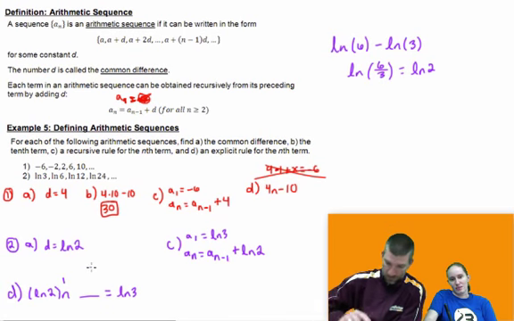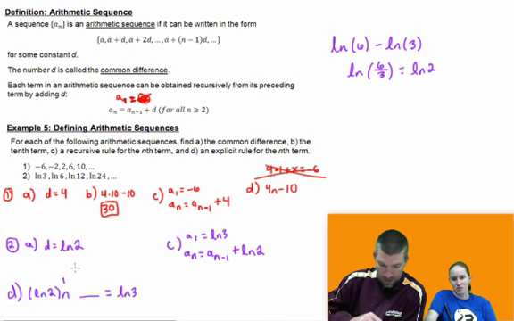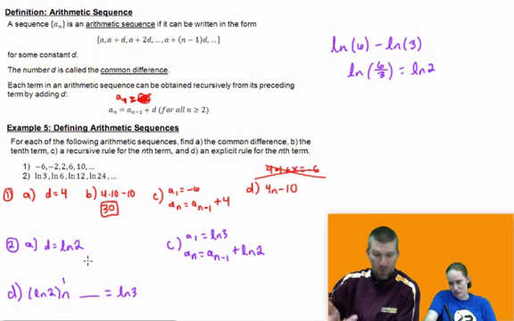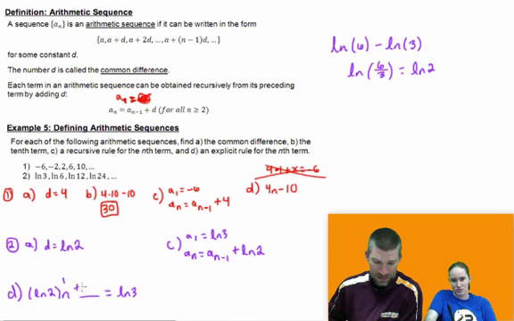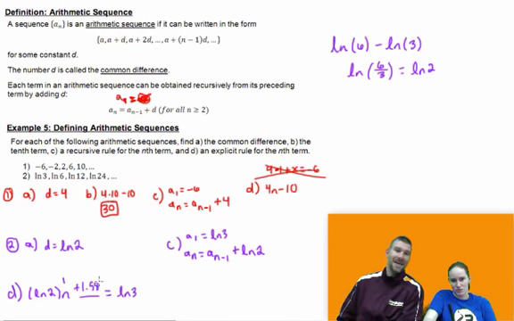Okay, plug it in. So natural log of 3 divided by natural log of 2 is 1.5849. What is that? Well, I was thinking, okay, we just did natural log of 3 over natural log of 2.